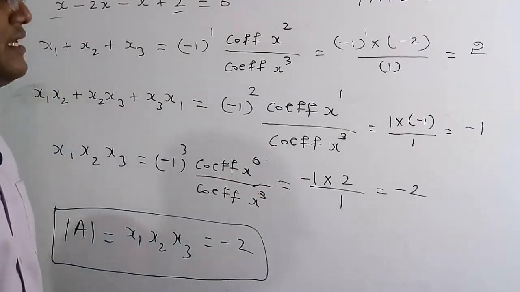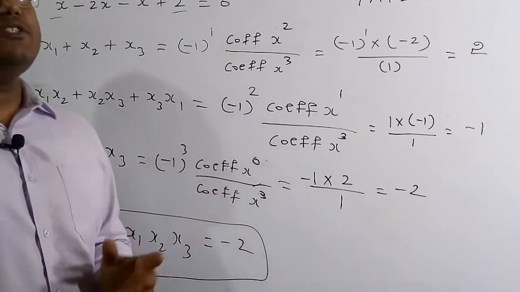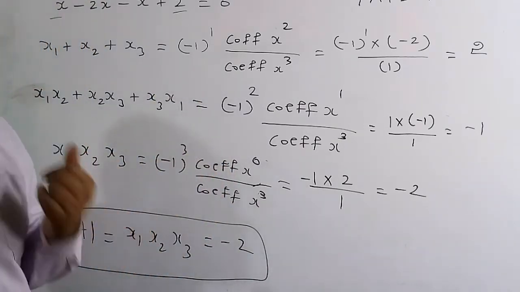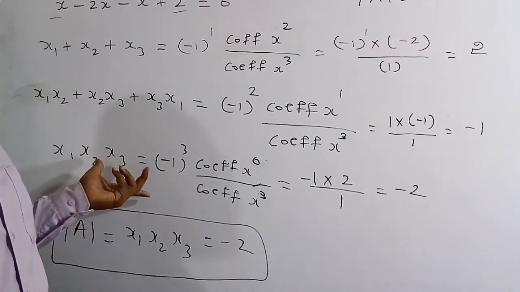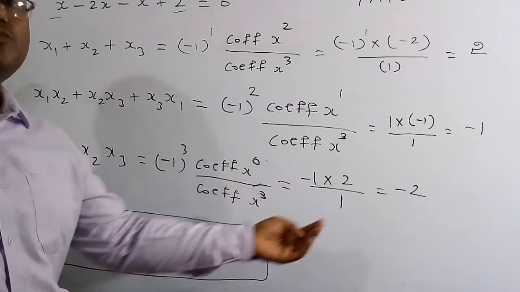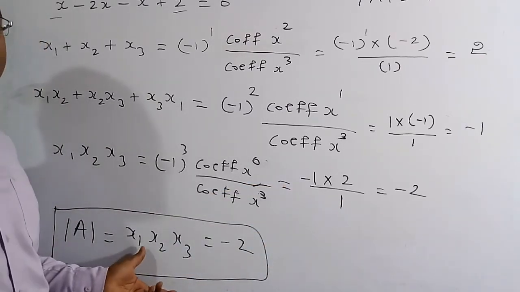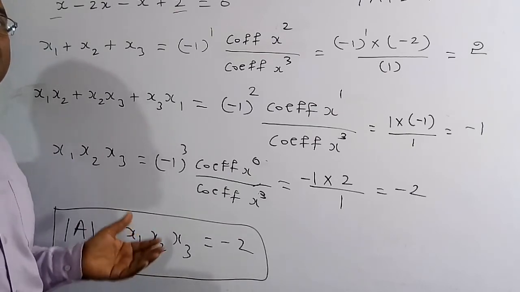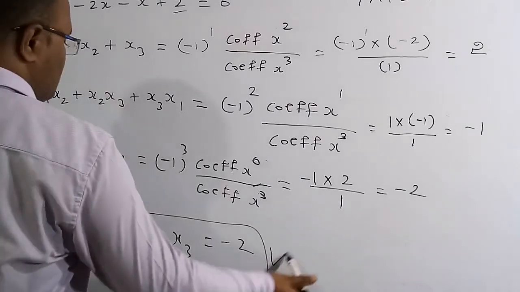So now we can say that the determinant of the matrix is equal to the product of the roots of the characteristic equation. The product of the roots of the characteristic equation is called the product of eigen values, which is equal to minus 2. So therefore the determinant of the matrix is equal to the product of eigen values, or we can say the product of roots of the characteristic equation, which is minus 2. So minus 2 is the correct solution of this question.